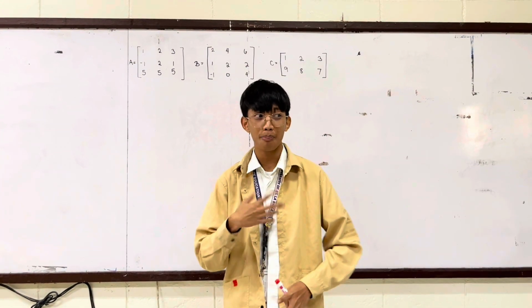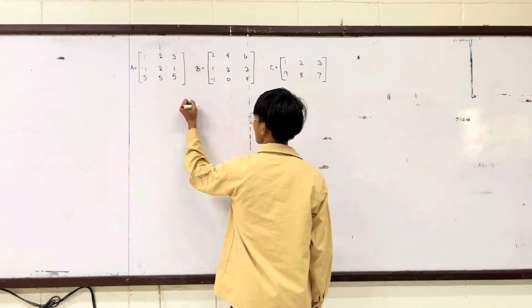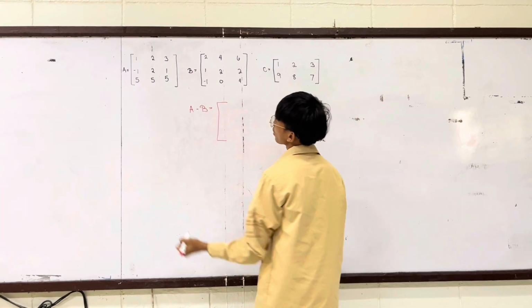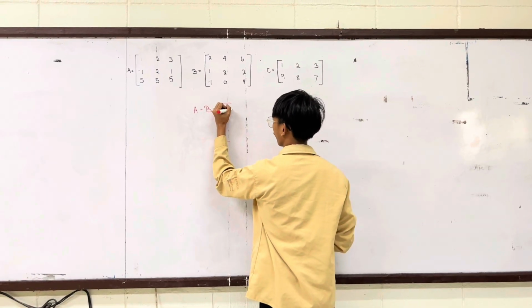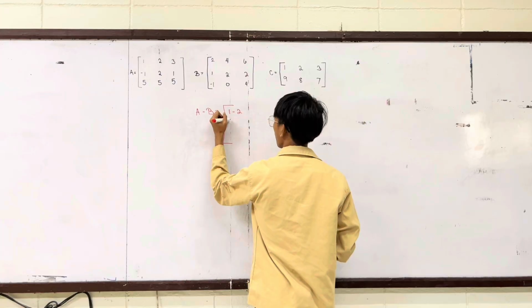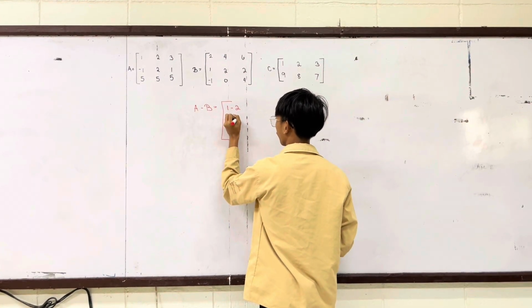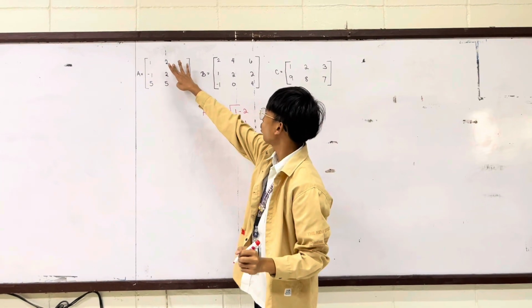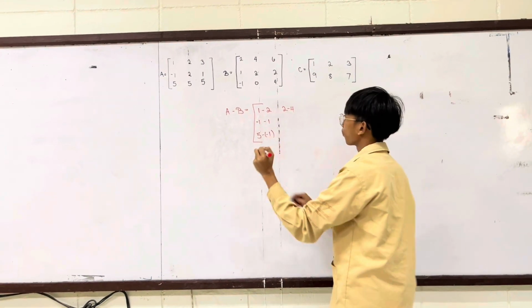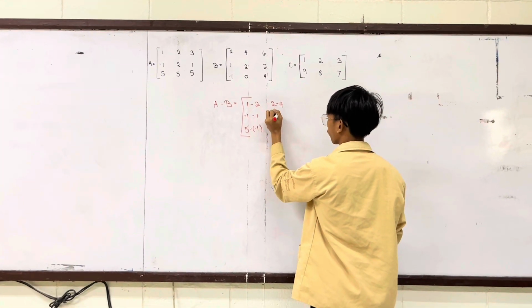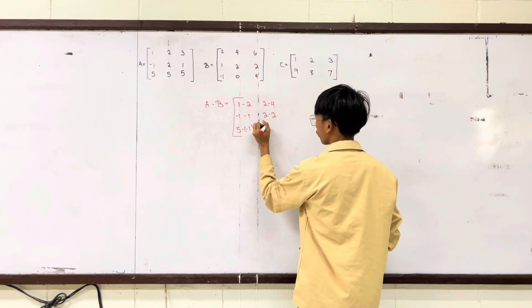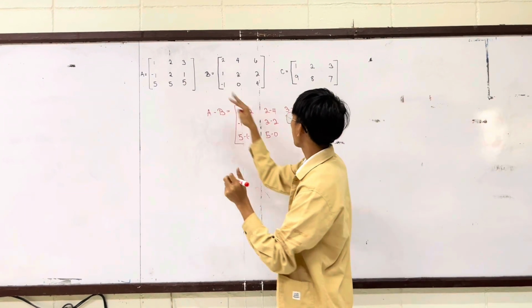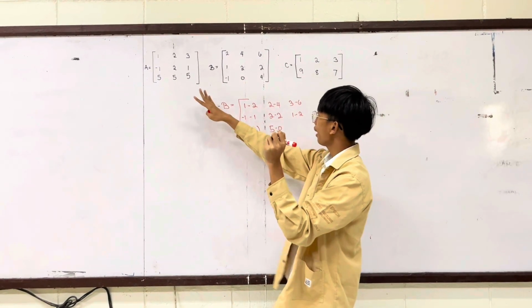Okay, so now we will subtract B from A. That is A minus B equals, that is 1 minus 2, negative 1 minus 1, 5 minus negative 1, 2 minus 4, 2 minus 2, 5 subtracts by 0, 3 minus 6, 1 minus 2, and 5 minus 4.